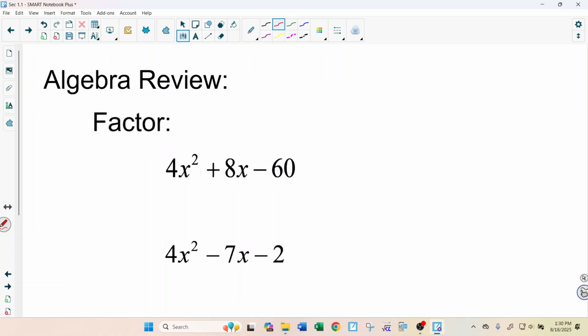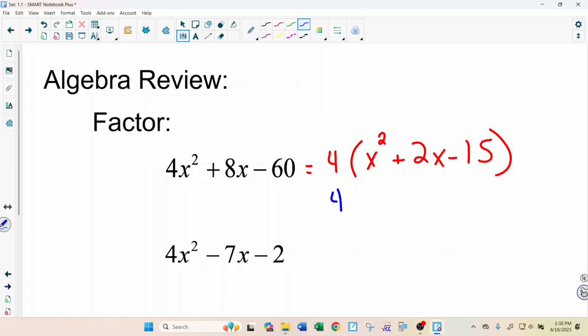So we want to talk about two things. One, greatest common factor. So if you have something with a greatest common factor, you always want to look to see, can you take out that greatest common factor before you try to factor the polynomial. Now, once we have a trinomial, we want to think of two numbers that add to give us the middle term and multiply to give us the last term.